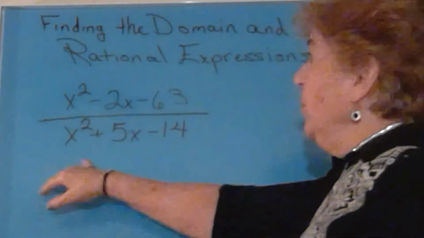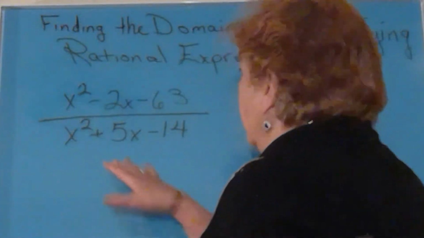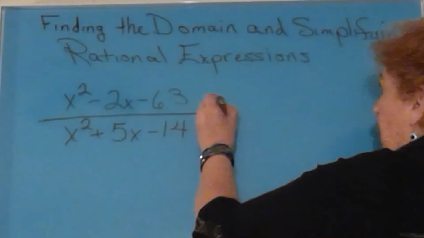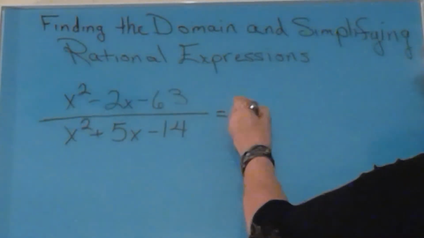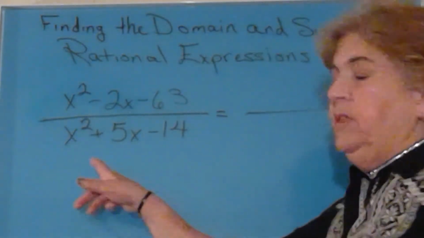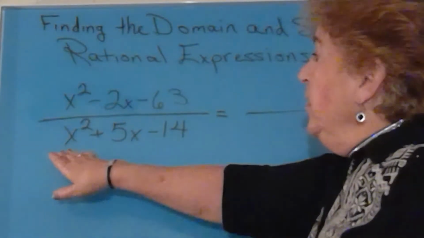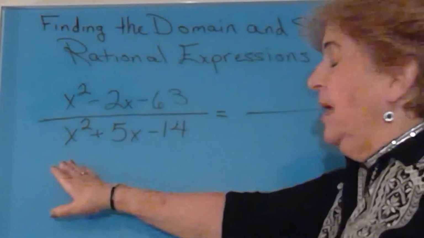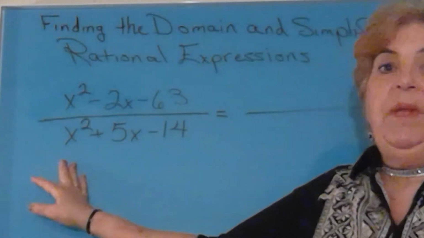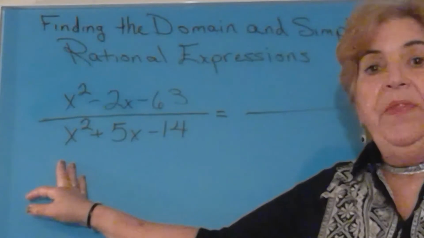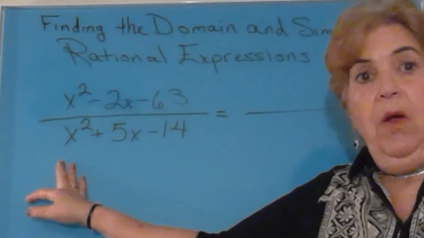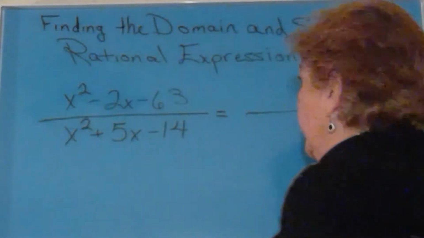So, first thing we're going to do is look at the denominator. Whether we are just simplifying or finding the domain, we need to factor this denominator. The domain is anything as long as the denominator is not equal to 0. So, to find out when this denominator is equal to 0, we're going to start by factoring it.